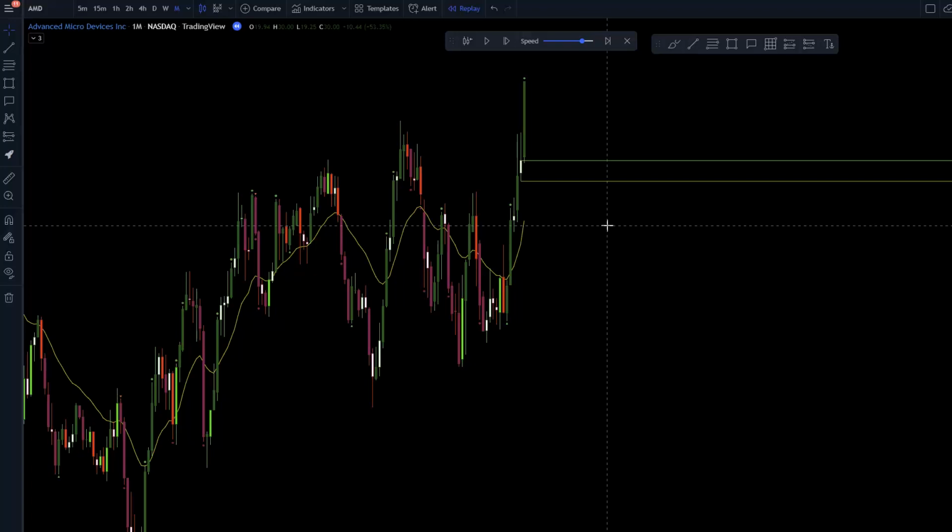We are having profit of 25% and losses are around 10 plus 3, 13, 14%. So 25 minus 14, we are ending the session at 9% profit.